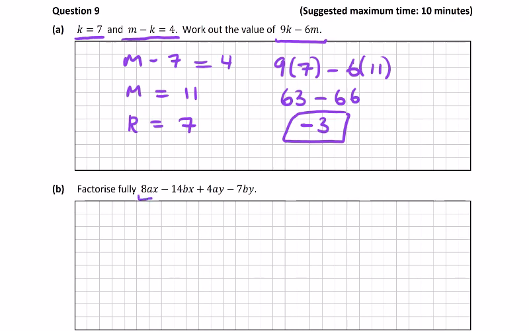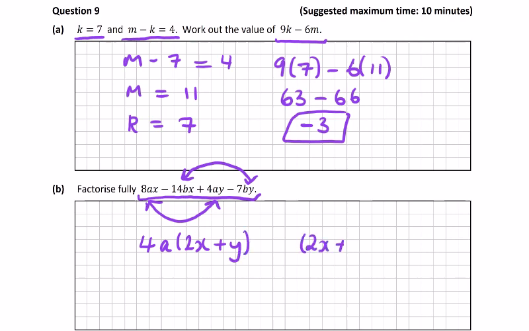Part B, your 4-term factorization question. You just have to decide which two go together. 14 and 7 look like the easiest ones to put together, which would leave 8 and 4. So 8ax and 4ay. There's 4a in both of those, which would leave 2x to get 8ax plus y to get 4ay. The second bracket has to be the same, as you know in these questions, because you've practiced so many of them. So 14bx, I would have to have 7b here to get 14bx, and it's minus.